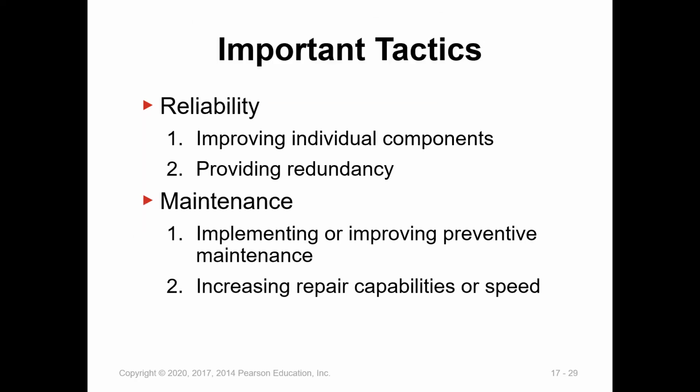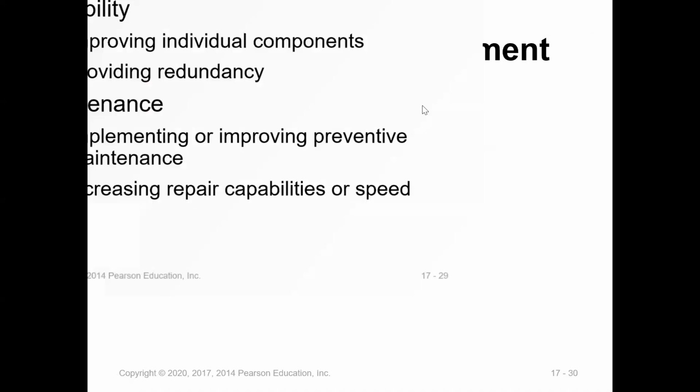Reliability: improving individual components, providing redundancy. Maintenance: implementing, as we said, or improving preventive maintenance. It is called preventive, that means you are preventing the failure from occurring. When you do the oil change for a car or machine or for any system, if you do maintenance, you are preventing this system from failing in the future, and increasing repair capabilities or speed.